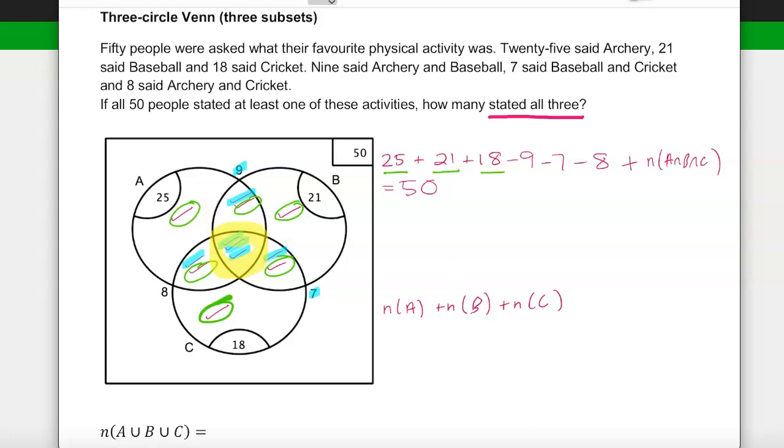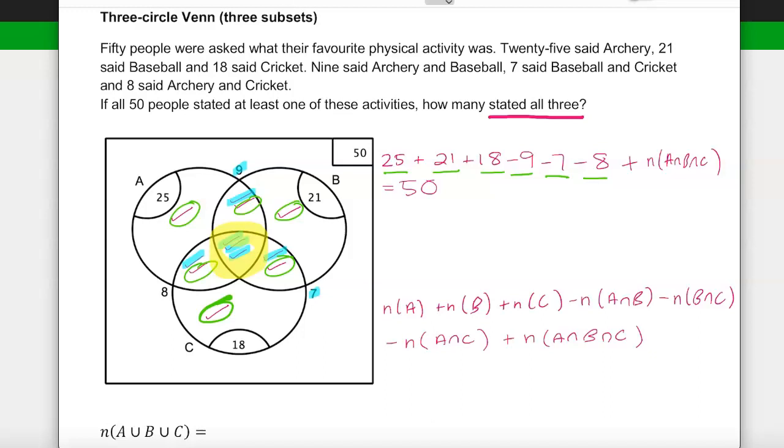I have subtracted the intersection of A and B, which is 9. I have subtracted the 7. That was the intersection between B and C. And then I've subtracted the 8, which is the intersection of A and C. But I have to add in the intersection of all three because I have not included that when I've subtracted those other intersections. And this should give me the total of 50.